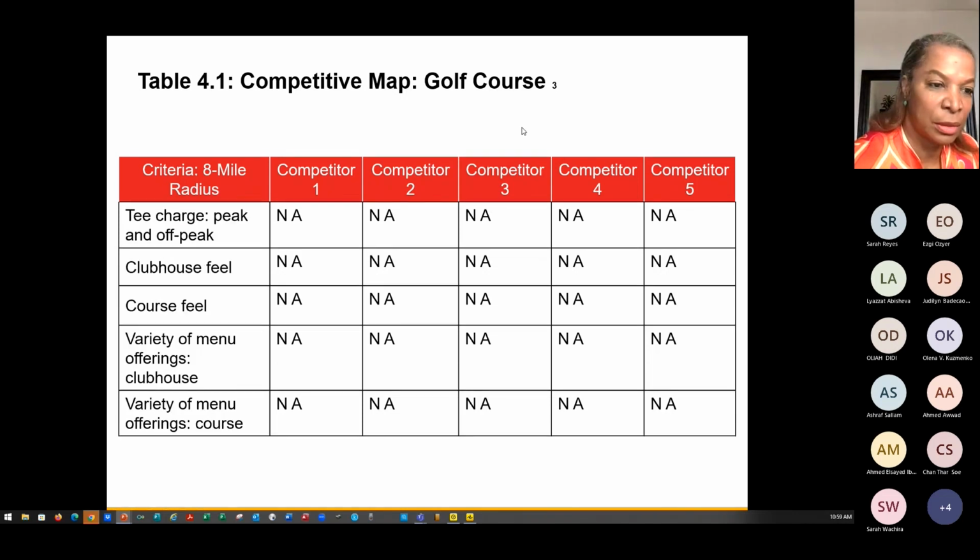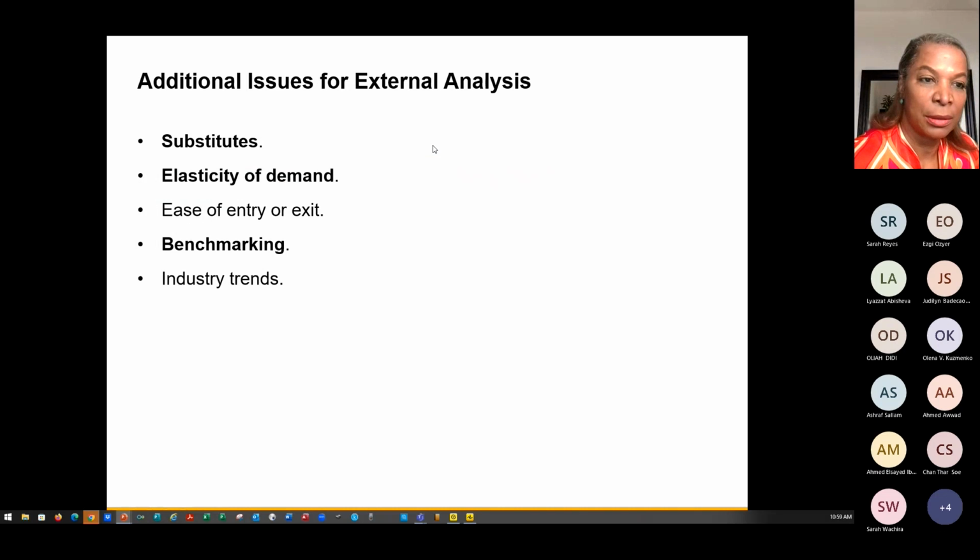Again, the golf course. The tee charge, peak and off peak, they charge you to tee off. How the clubhouse feels, how the course feels, if they have menu offerings in the clubhouse and on the course. Sometimes they offer food on the golf course. So that's how you would do your analysis.